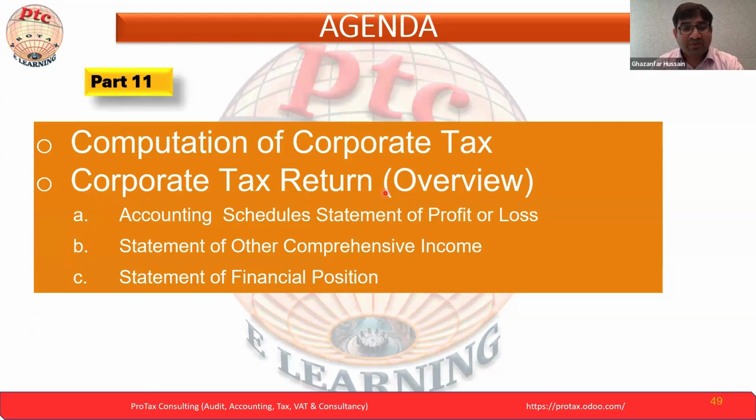For the corporate tax return, the first topic is the accounting schedule: the statement of profit and loss. Again, this is only for information and understanding purposes, and what information is required. The second is the comprehensive income, which is also the same, and the statement of financial position. After that, we will come to the computation of corporate tax return, where we will also see the return part and what the adjustments are.